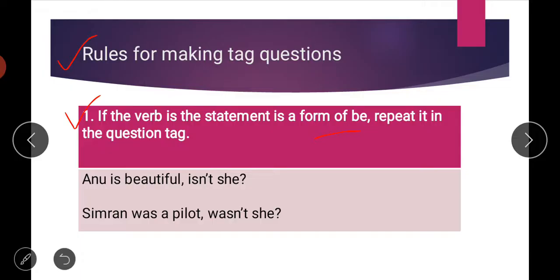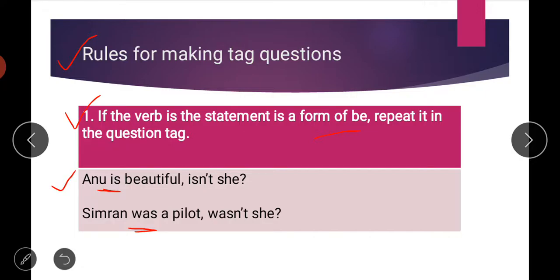So see students, what are we saying in the statement? What is this rule about? If the verb in a statement is a form of be, repeat it in the question tag. It means if the helping verb is there in the statement, you will pick up that helping verb, put the word not with that helping verb, and then you can form your tag depending upon the name of the person.